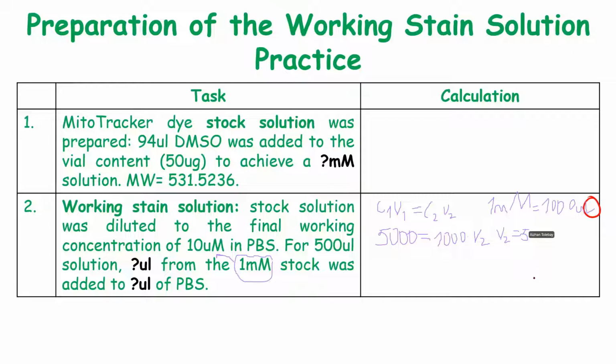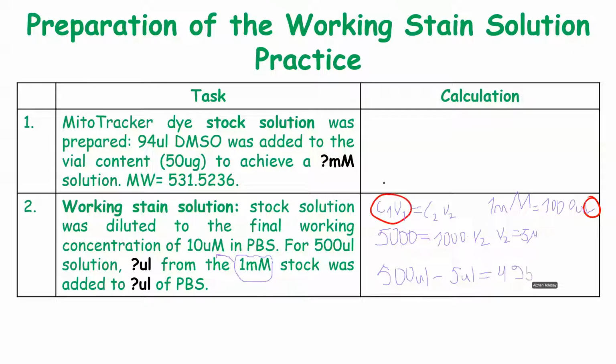So I need to obtain 5 microliters from the stock and add it to the PBS. So in order to find the PBS, I have to subtract from 500 microliters, and it will be 495. Absolutely right.